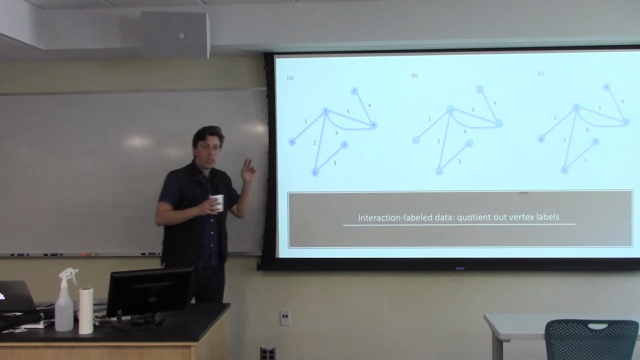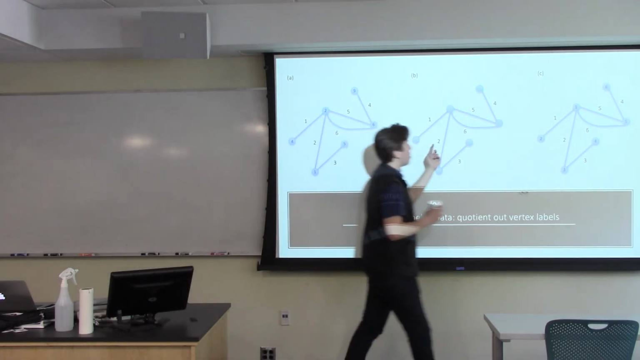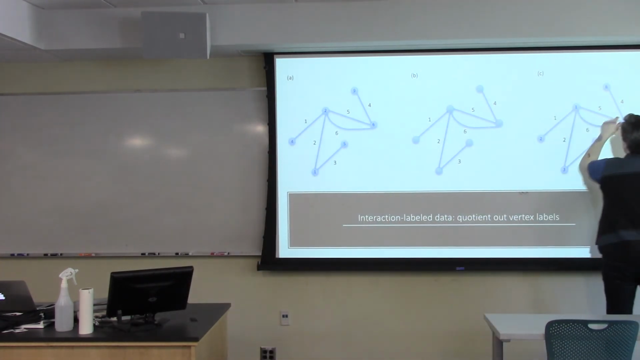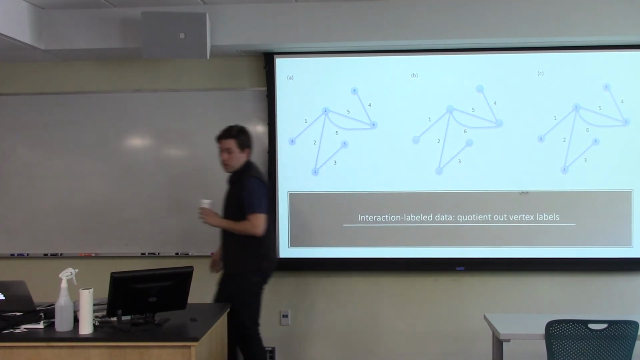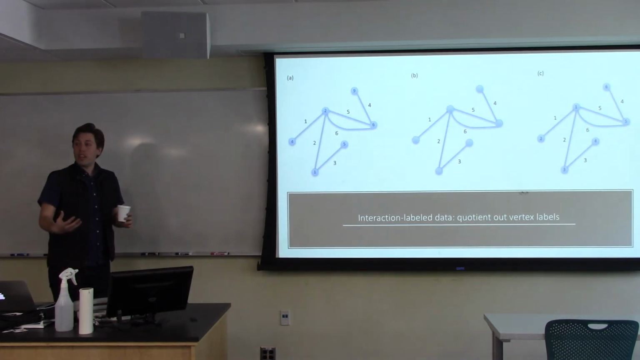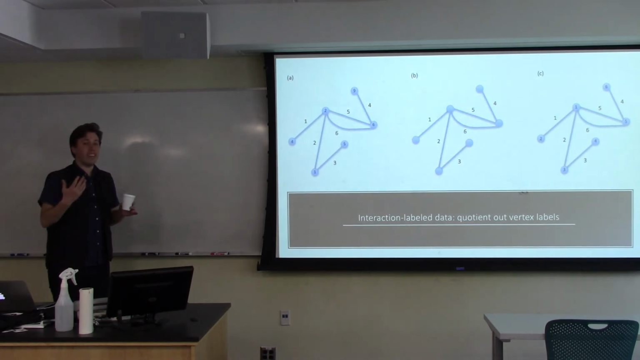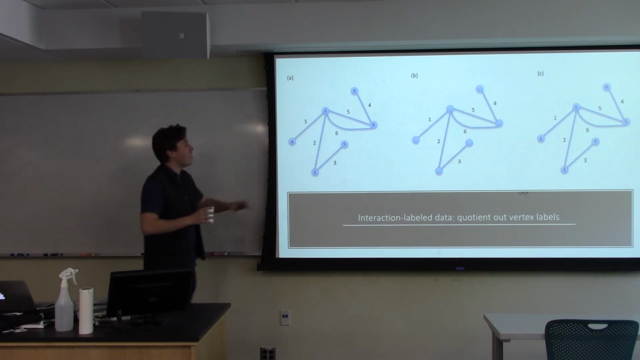So by quotienting out, I mean any labeling of the vertices should give me the same object, so I'm going to quotient out over these potential labelings and get what I call the interaction labeled data. So the interaction labeled data only cares about the labeling of the interactions, and I've quotiented out the labeling of the vertices.